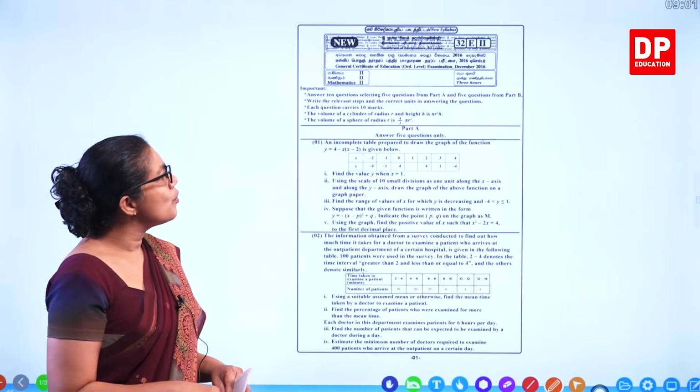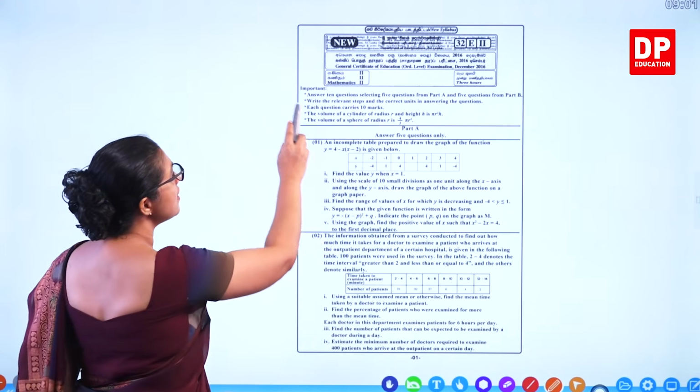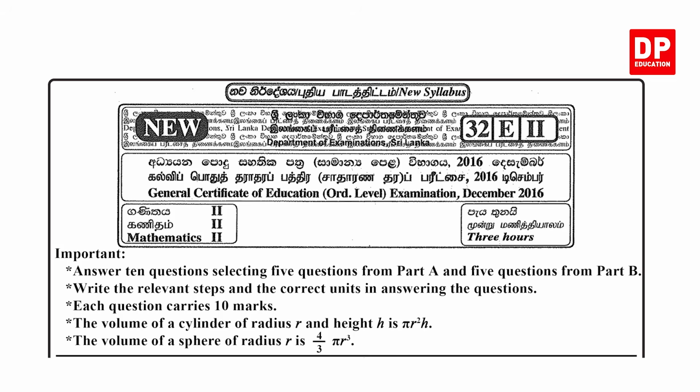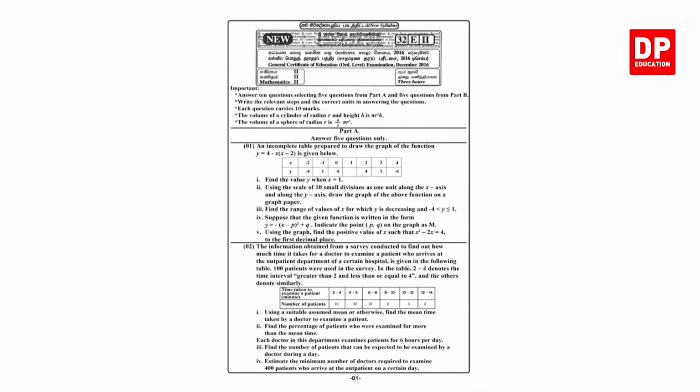So let's do part A now. In the important comments here, you have been given the volume of the cylinder, pi r squared h, and the volume of the sphere, 4 over 3 pi r cubed. So you don't need to memorize all these, it's given. Now we'll do 1 and 2.